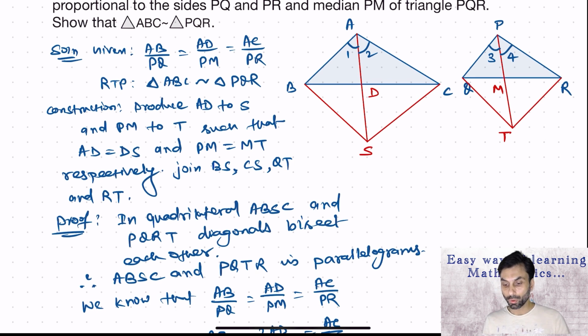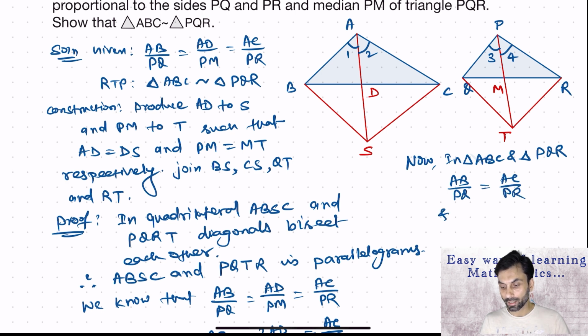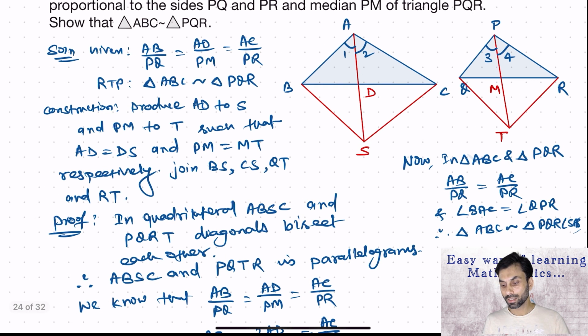Now using that, we'll prove that the triangles are similar. So now we are going to take triangle ABC and triangle PQR. We already know that AB upon PQ equals AC upon PR, and now we know that angle BAC equals angle QPR. So therefore we can say triangle ABC is similar to triangle PQR by SAS criteria. And this is how we can prove this particular question.